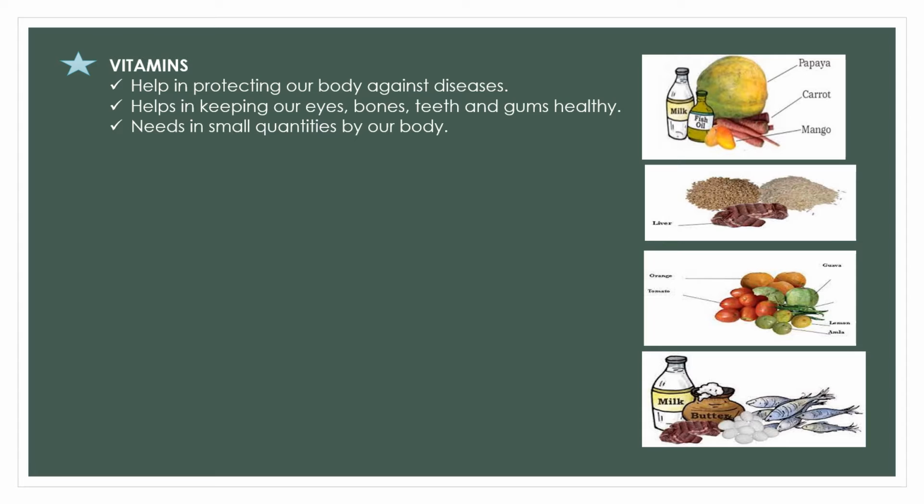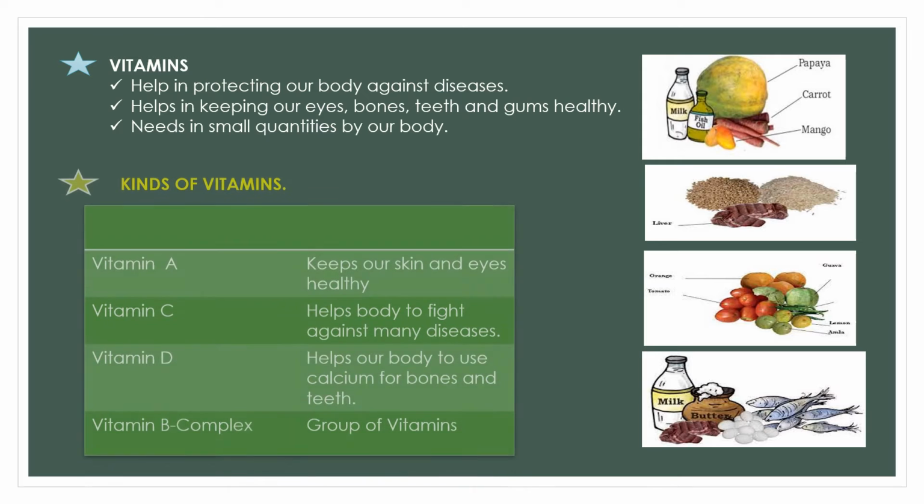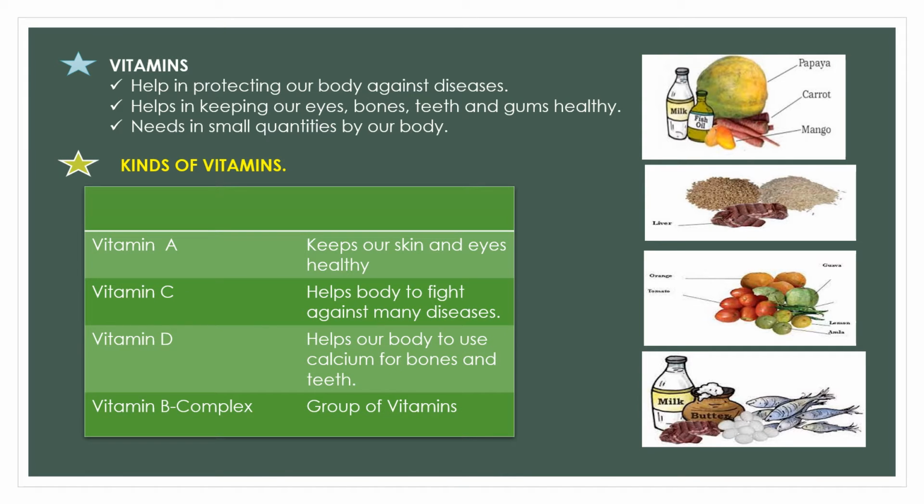Now, moving to the next topic, vitamins. What do vitamins do to our body? They help in protecting our body against diseases. Very important. They also help in keeping our eyes, bones, teeth and gums healthy. And they are needed in small quantities by our body. One more interesting thing is that there are different kinds of vitamins in our food, so let's discuss.